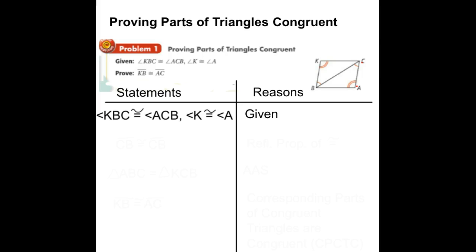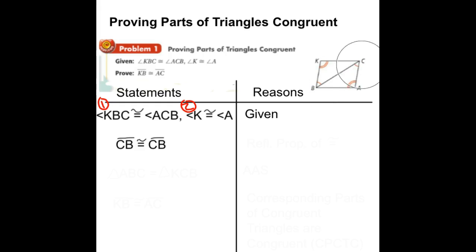The next thing I would look for is a side, since you've got two angles. Here's one angle, here's the second pair of angles. You need a pair of sides, and I noticed this side that's shared. Anytime you see a shared side, that's where you should go immediately in your proof. You want to say that CB is congruent to CB. Something is congruent to itself.